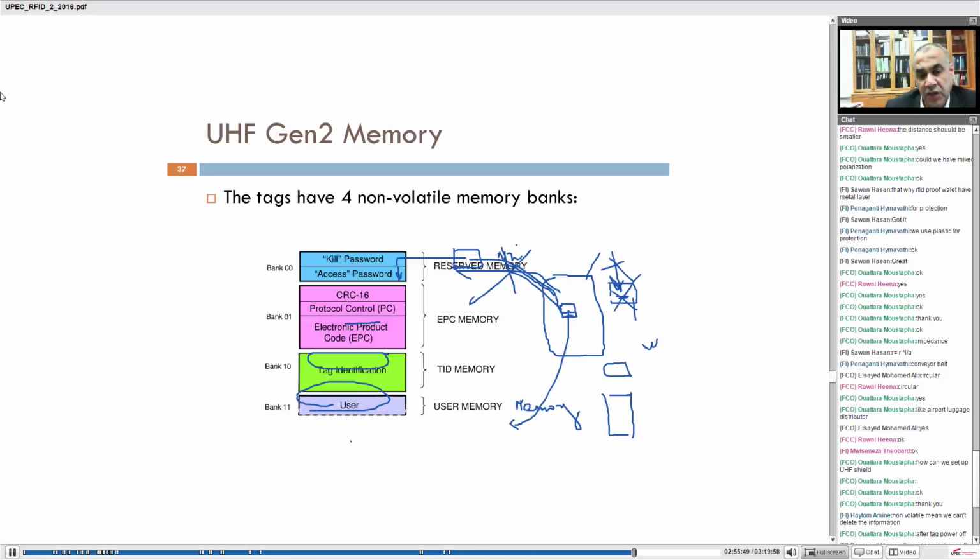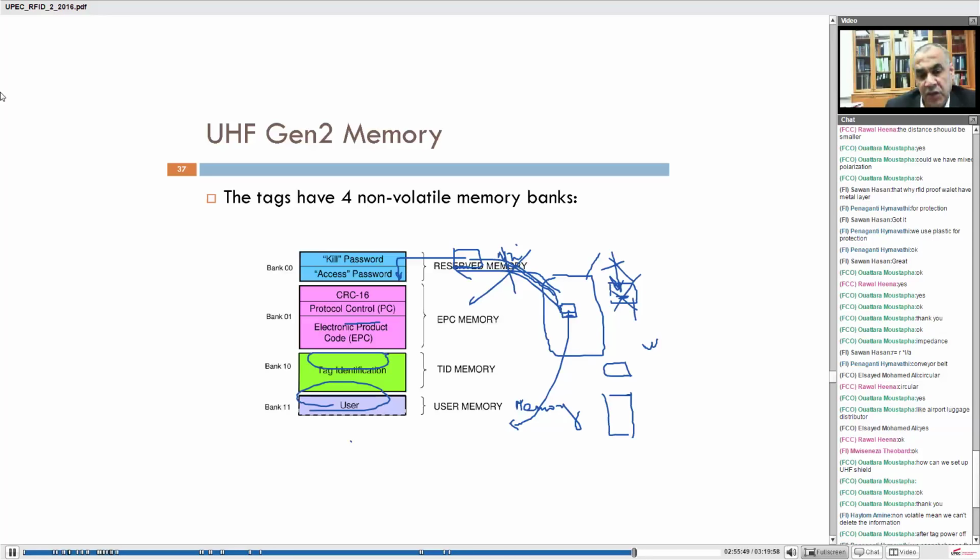Okay, the first bank. You have 32 bits for the kill password, which will allow you to kill the tags. Okay, and the access password, 32 bits, and you can lock the reserved memory. Okay, you can lock this.